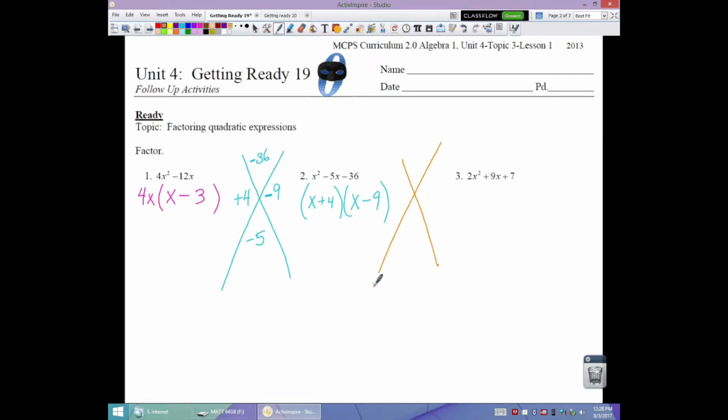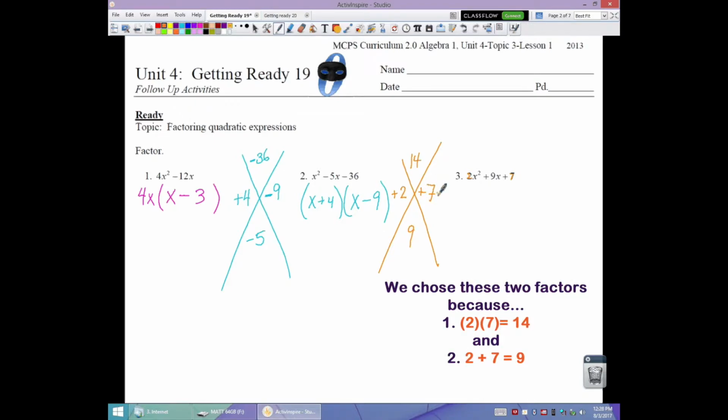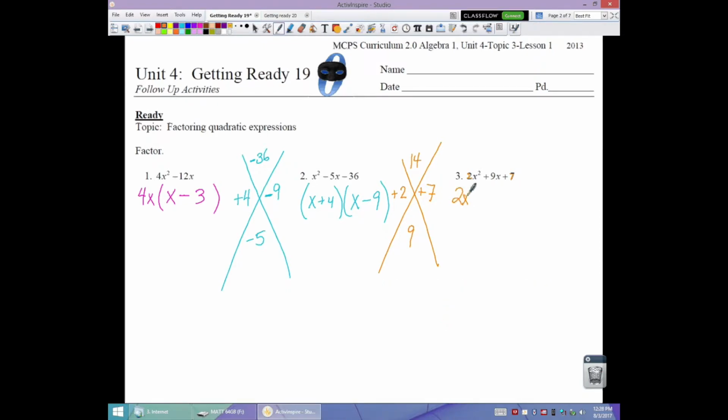Again, setting up the magic x. This time I do have an a value. 2 times 7 is 14, and my desired sum is 9. A positive product means two of the same signs, matching the sum, so both positive. Factors of 14 that add to 9 are 2 and 7. Remember, those are not the actual factors that you will write as binomials here. Those are just what we use to break up the 9x. So we rewrite this as 2x squared plus 2x plus 7x plus 7.